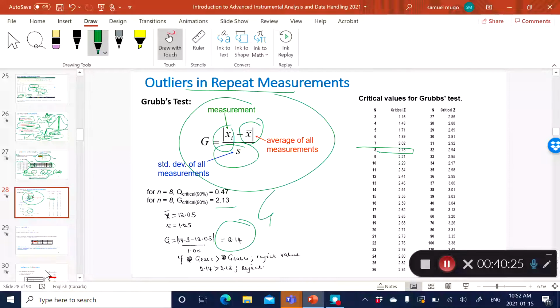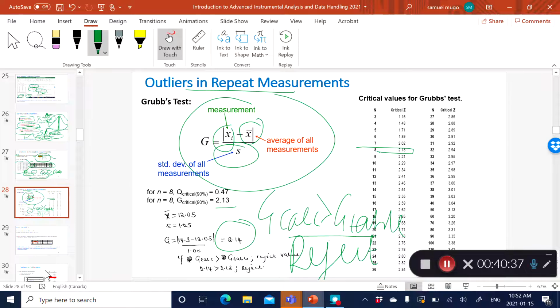Now you can see in this case, actually, the G that I calculated is greater than the G from the table. And for that reason, I should reject the data. So you can see I've got a problem. The Q test tells me to keep the data. The G test, or the Grubbs test, tells me to reject the data. So which one should I use?